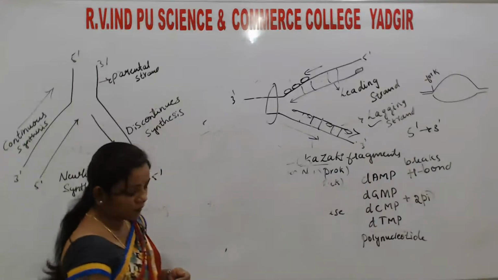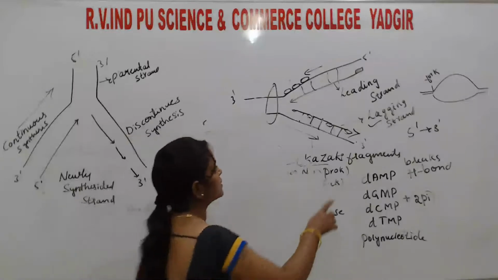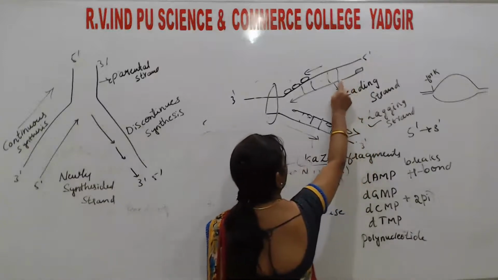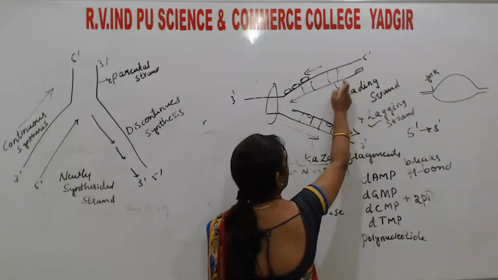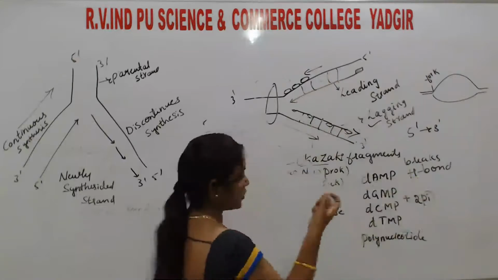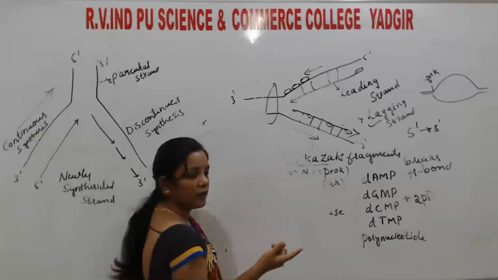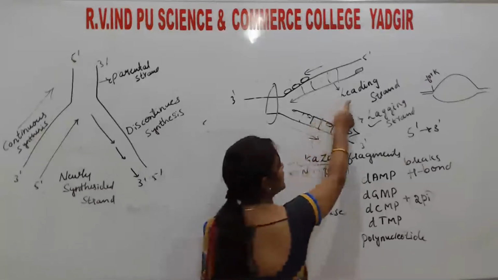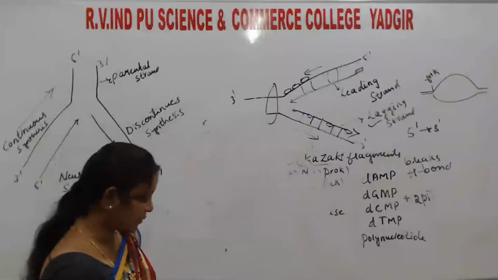Next, after the RNA primer, nucleotides go on being added, hydrogen bond formation also takes place, and a continuous strand, a copy, is formed. So with the help of the RNA primer, the newly synthesized DNA forms the first strand, that is the leading strand.